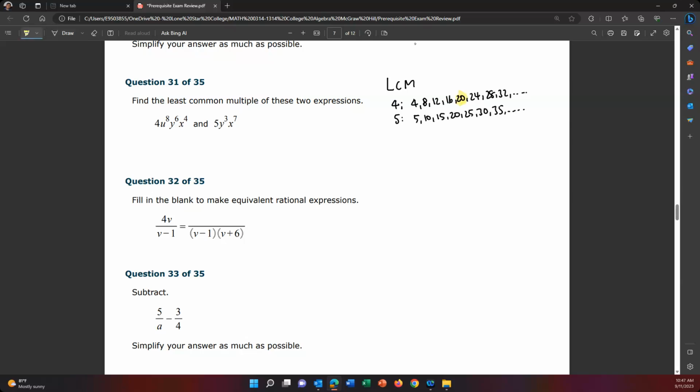I don't know why that didn't write, but 20 and 20. That was the first multiple that they both share in common. Okay, so part of the least common multiple will be 20.